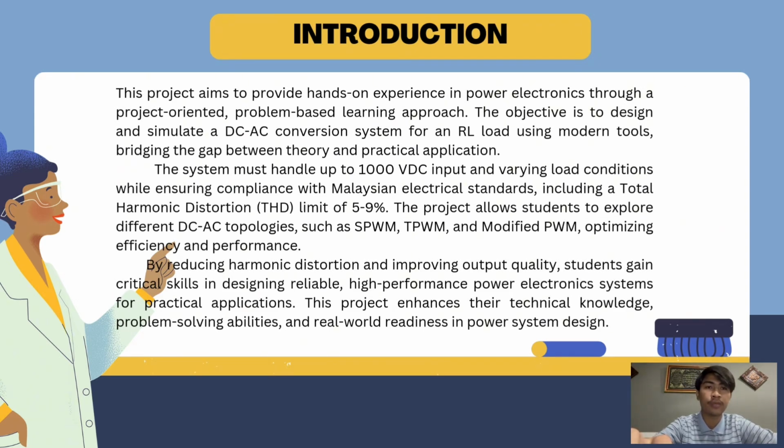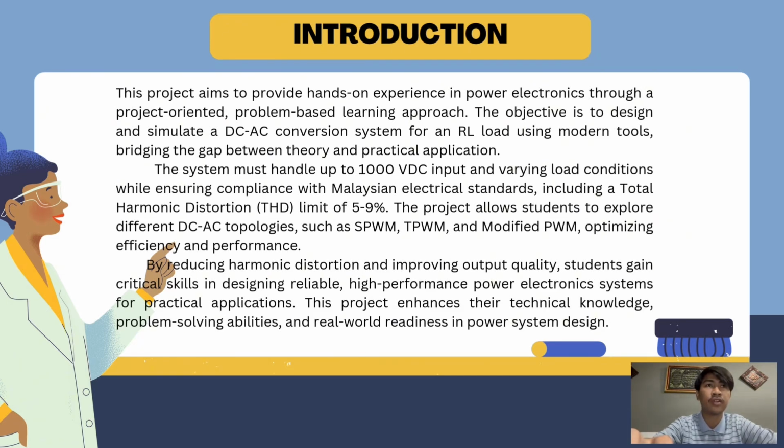So I want to explain about the introduction for our project. This project aims to provide hands-on experience in power electronics through a project-oriented problem-based learning approach. The objective is to design and simulate a DC to AC conversion system for an RL load using modern tools, bridging the gap between theory and practical application. The system must handle up to 1000 VDC input and varying load conditions while ensuring compliance with Malaysian electrical standards, including a total harmonic distortion (THD) limit of 5 to 9%.